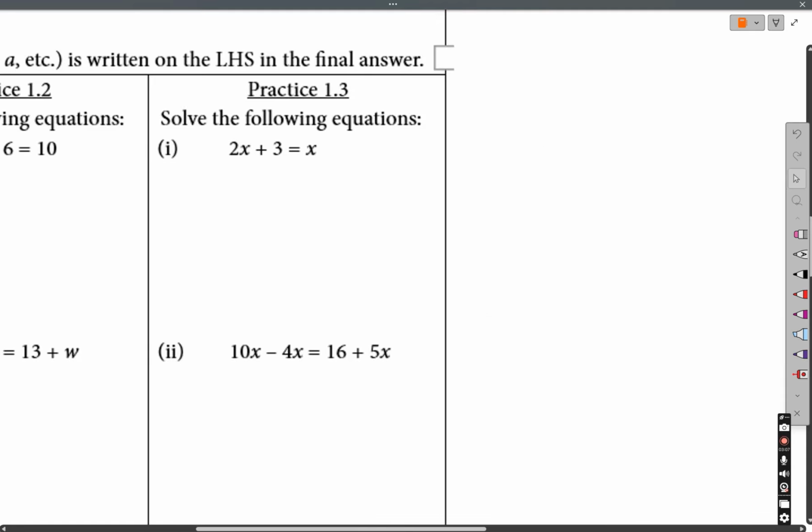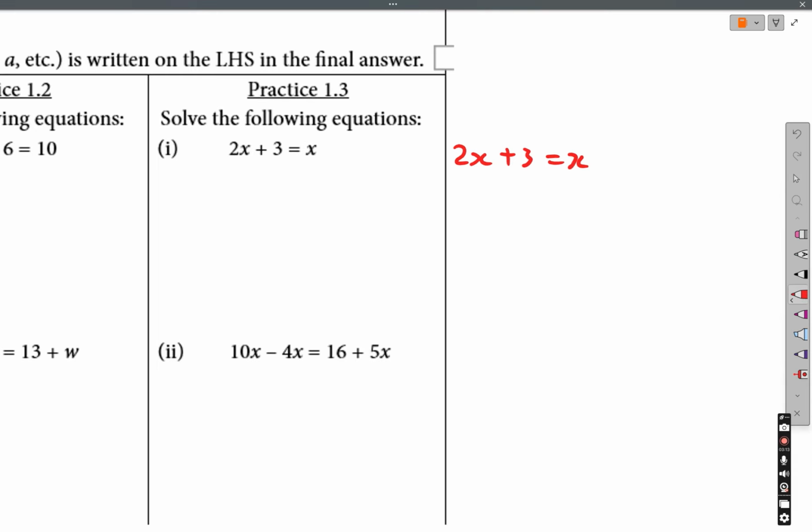Okay, so let's look at practice 1.3, for example. Again, 2x plus 3 equals x. We always want to end up with x on the left hand side equals to something, right? So what we can do is minus x on both sides, and we'll have x plus 3 equals 0. Then I only want x, so I must get rid of the plus 3. So I will minus 3 on both sides, so x equals negative 3.